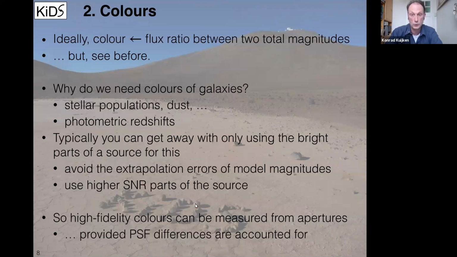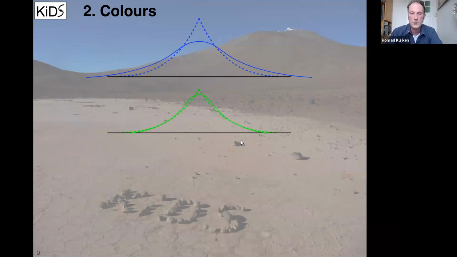And you can only do this properly if you really carefully account for PSF differences. So here's again one of these toy examples. This is a galaxy with no color gradients. So the dotted lines are the intrinsic profiles. They're the same profile in blue and in green, but it's a blue galaxy, so there's more flux in the blue than in the green.